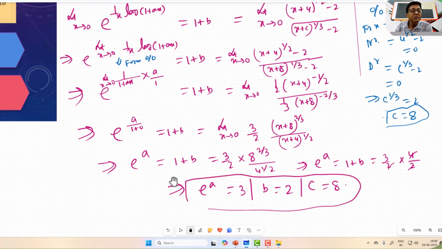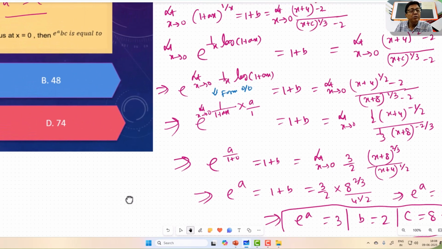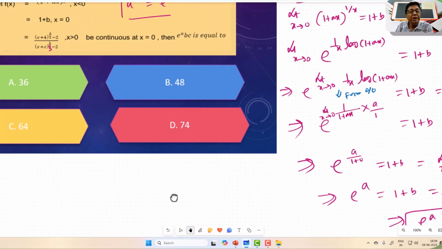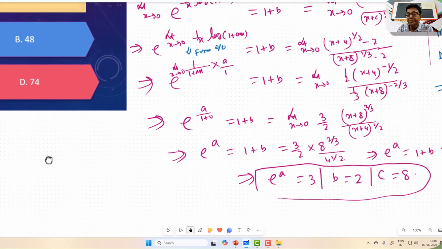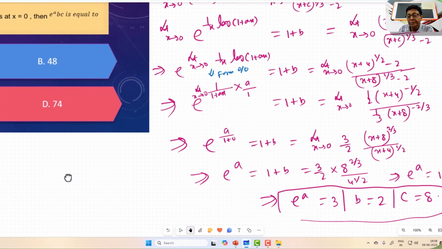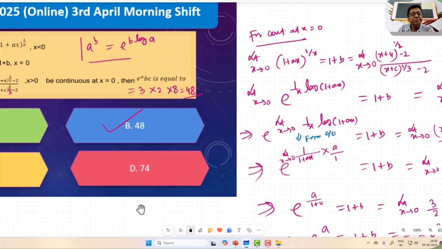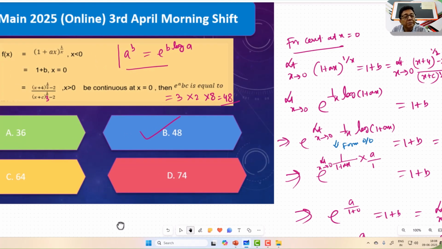The question was to find the value of e to the power a into b into c. E to the power a you got, that is 3. So this is going to be 3 multiplied by 2 multiplied by 8. This is 48. 48 is your option here, isn't it? So the value of e to the power abc, option B, is going to be correct.